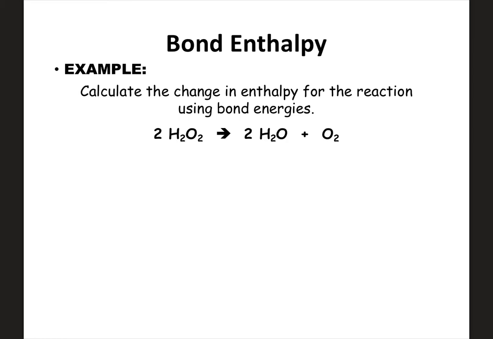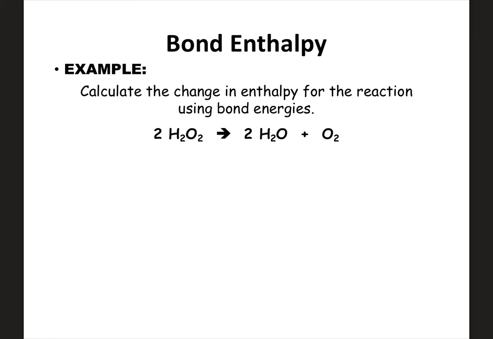We're going to find the change in enthalpy for this reaction, and we have to use those bond energies. So you can see the reaction there. It's 2 hydrogen peroxide breaking down into 2 waters and oxygen. Again, you do have to pay attention to these numbers in front. They are important here when we're doing this.